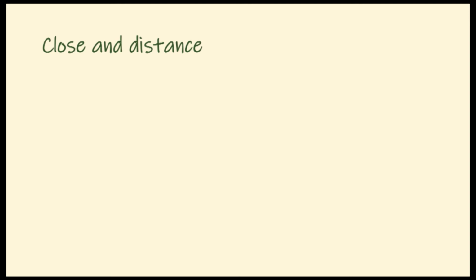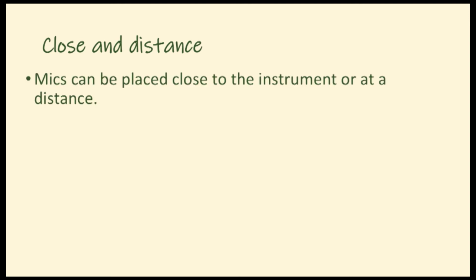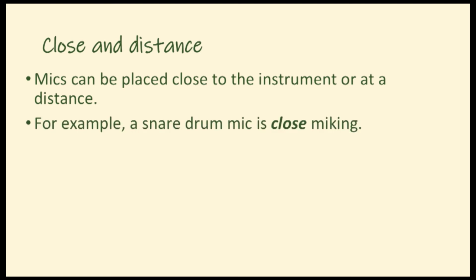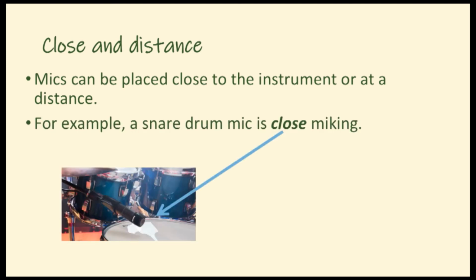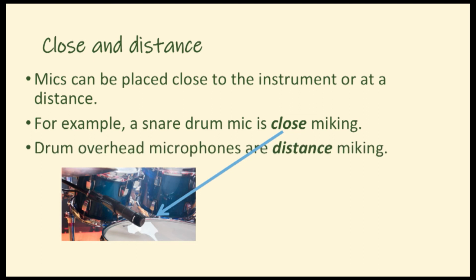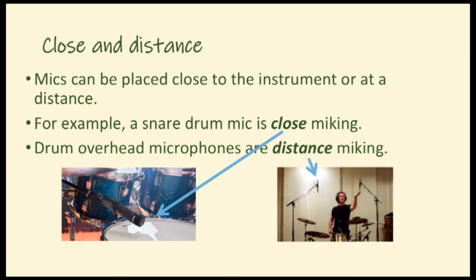Close and distance miking. Mics can be placed close to the instruments or at a distance. For example, a snare drum mic is close miking. The microphone is placed close up to the sound. Drum overhead microphones are distance miking, where the microphone is placed much further away.